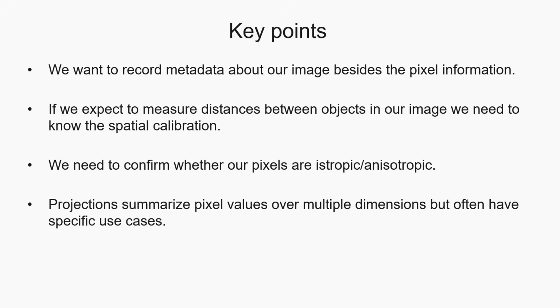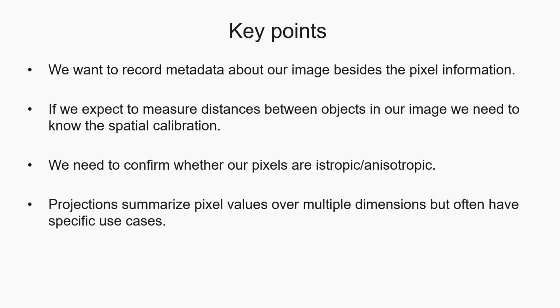To conclude, here are the main take-home messages from this module. First, image metadata are just as important as pixel values and should always be preserved and reviewed. Second, if we want to measure physical distances or object sizes, we must know the spatial calibration of the image. Third, it is important to determine whether pixels are isotropic or anisotropic, in other words, whether pixel dimensions are equal in all directions or differ between axes.